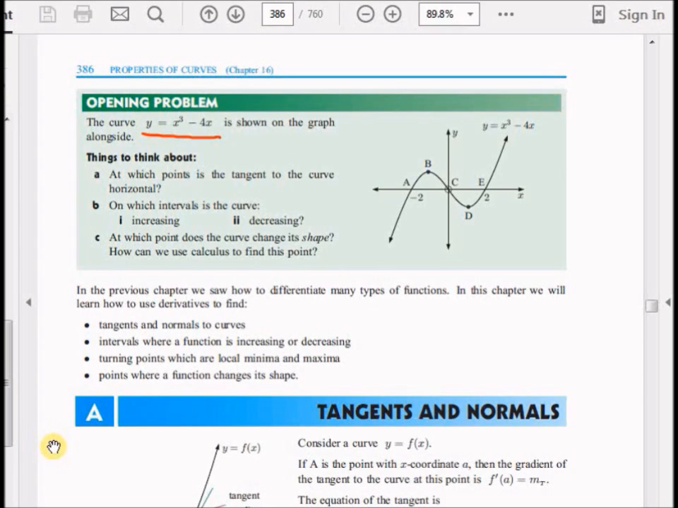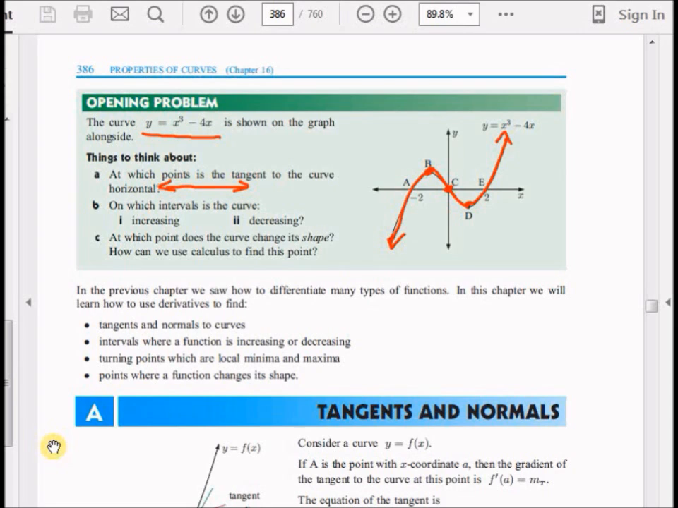At which points is the tangent to this curve horizontal? So I want you to be thinking about this. We've got certain points on here. We've got interval A, which is this part here. We've got point B. We've got point C. We've got point D. And we've got interval E. And we've got interval from B to D as well. Okay, so at which points is the tangent to the curve horizontal? Horizontal means this way.